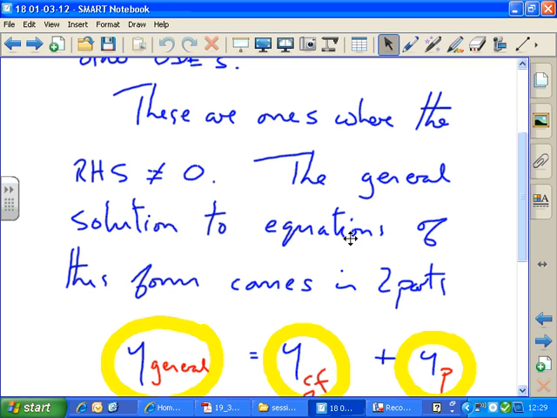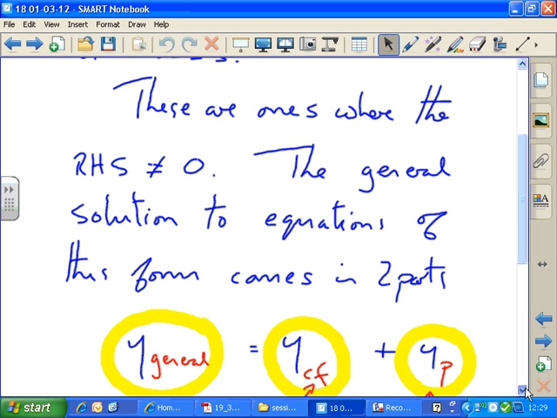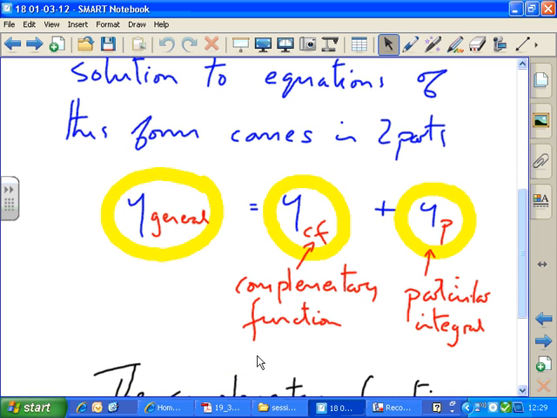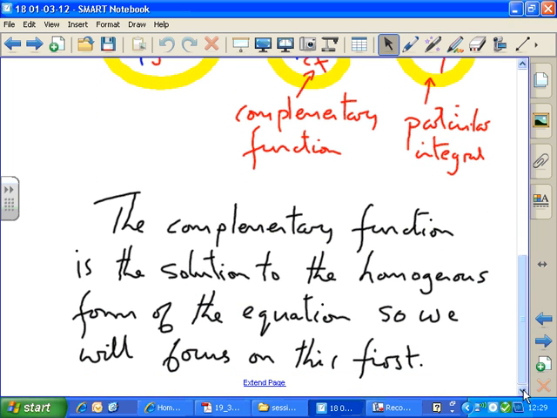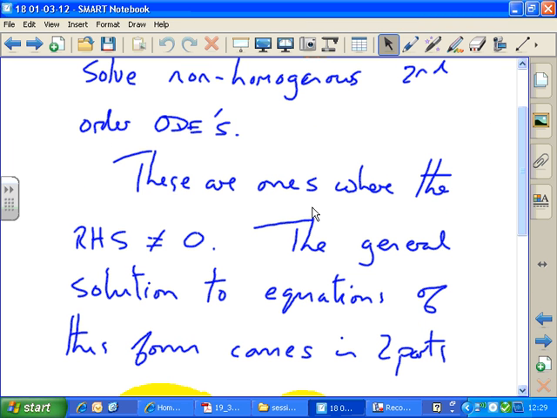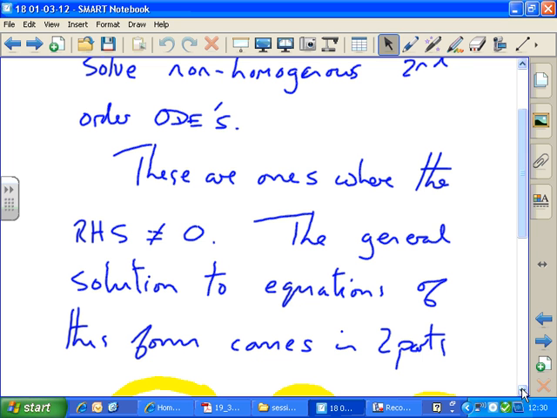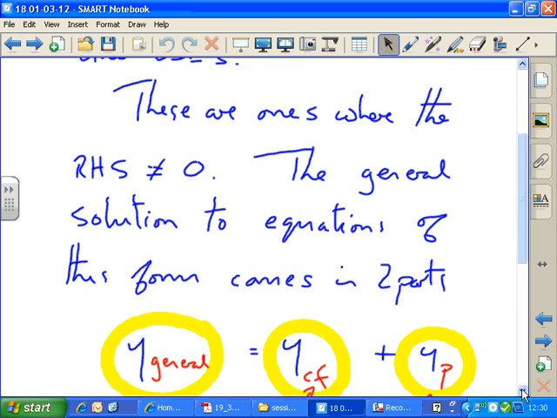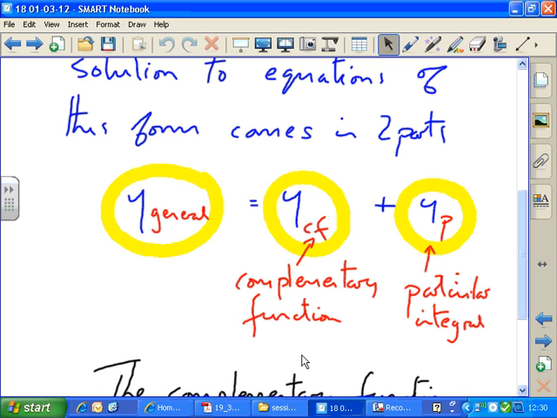And the general solution to equations of this form comes in two parts. The general solution is given by the complementary function and the particular integral. The complementary function turns out to be the solution to the homogeneous form of the equation, which is what we're going to be focusing on today. We're working towards solving these non-homogeneous ones, but the first part of that process is to solve the homogeneous form. So let's get that clear in our minds and then move on to finding the particular integral. The first part is to focus on the complementary function.